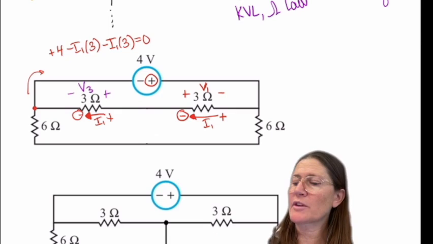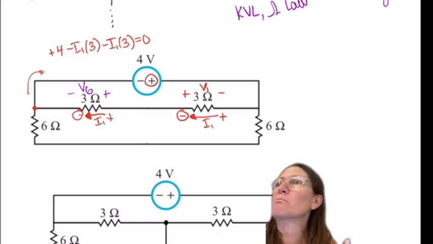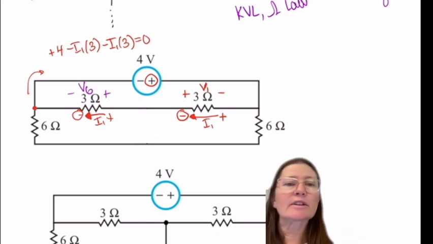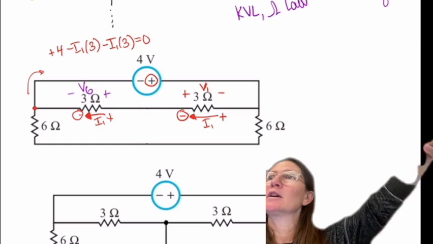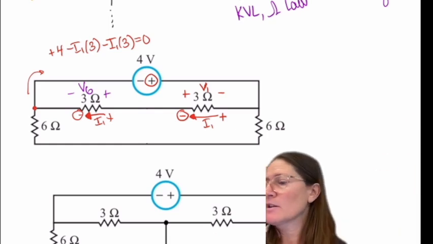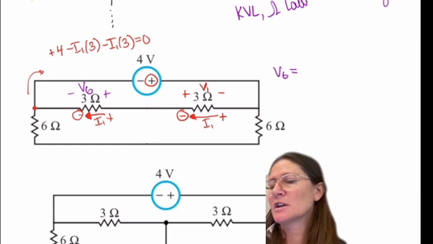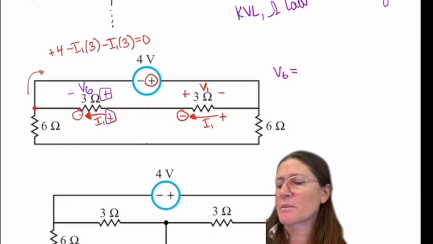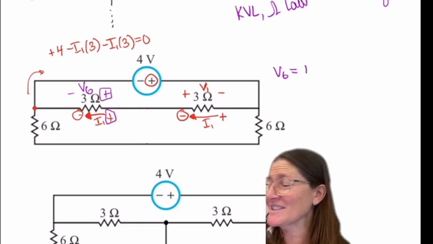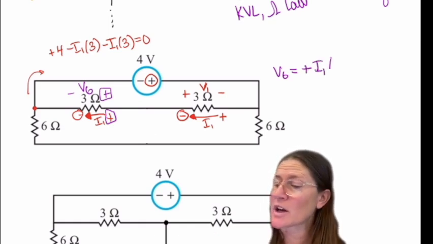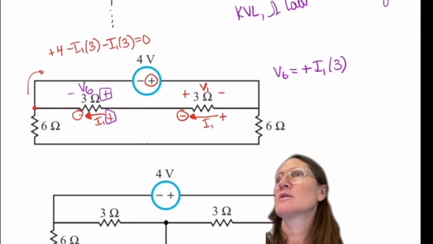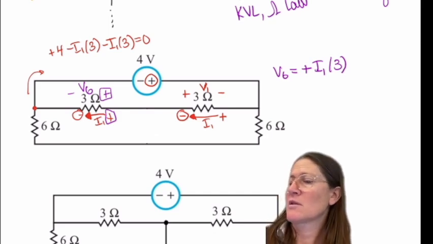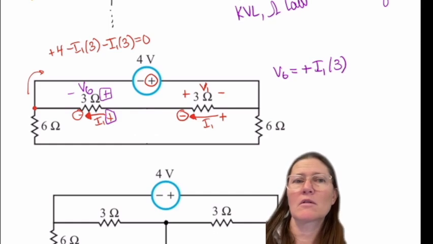So say I label this, I'll call it V6 because I labeled all the other ones. So say I labeled it this way. V6 here would then depend on what the labeling is for I1. And then when I do Ohm's law for that, V6 here will be plus because they're the same. So I1 times 3 there. And then in your KVL, would it be 4 minus I1 times 3 plus I1 times 3, or?